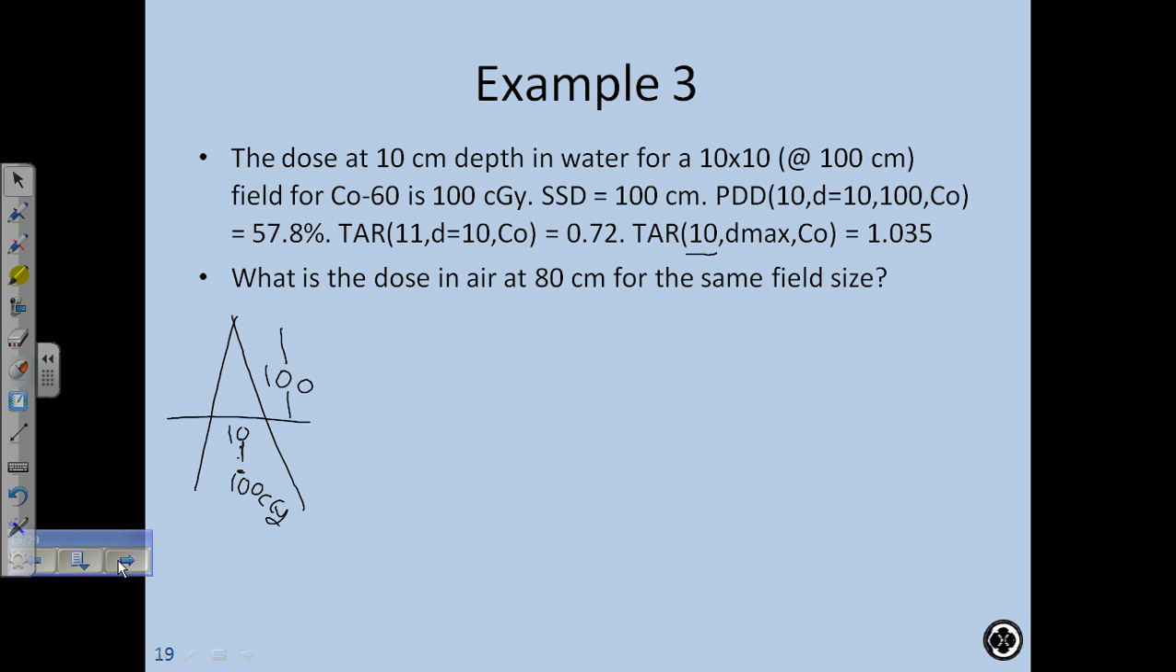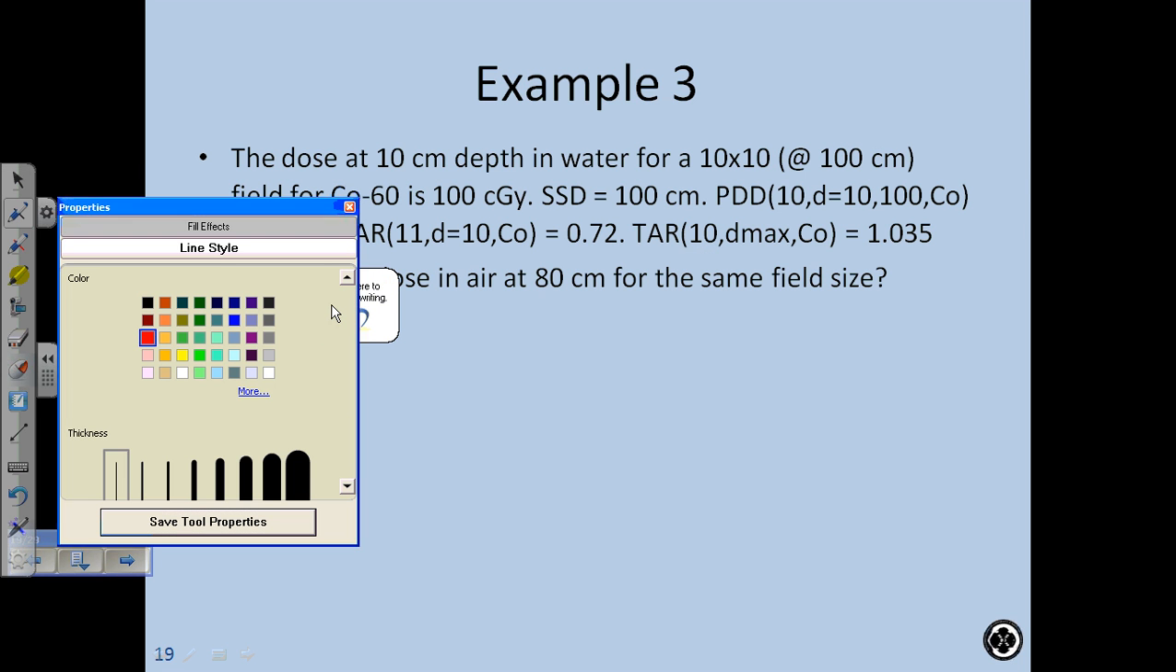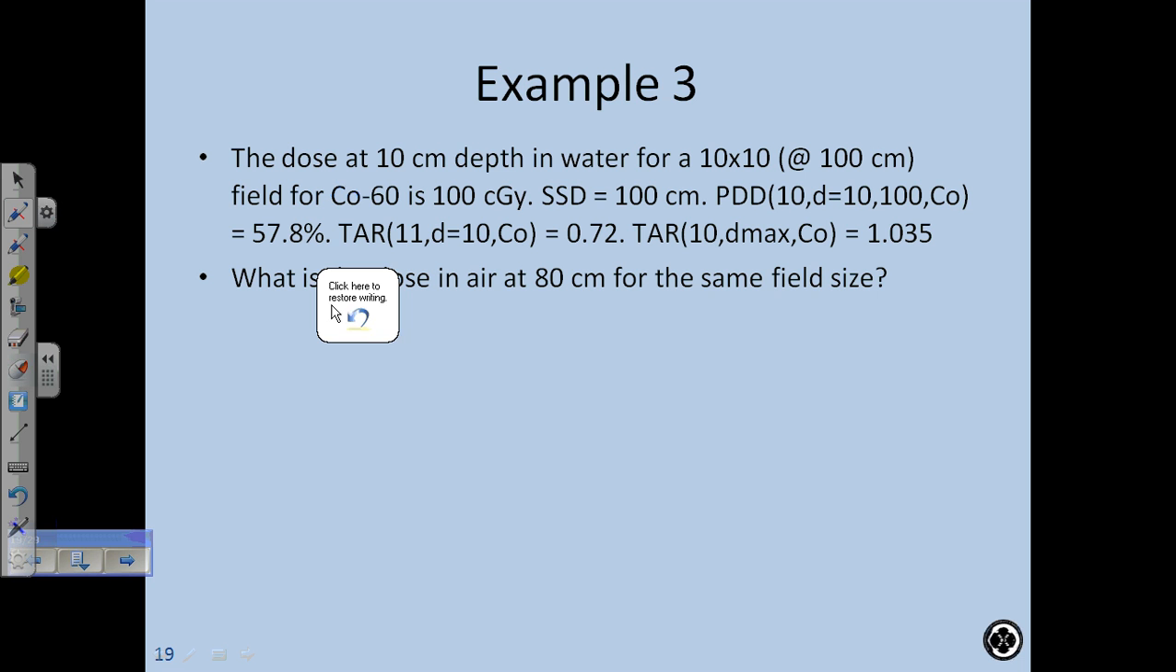So how do we go to Dmax? We're starting with a known dose of 100. How do we go to Dmax? We've got to multiply this or divide this by something, right? So how do we go from here to Dmax? Multiplied by the inverse of TAR.